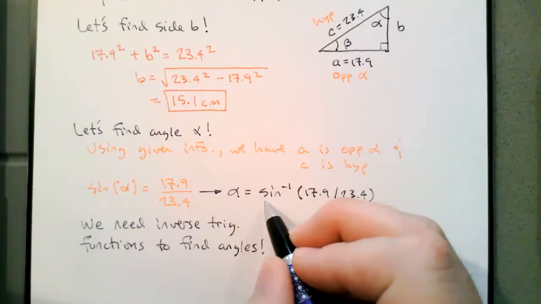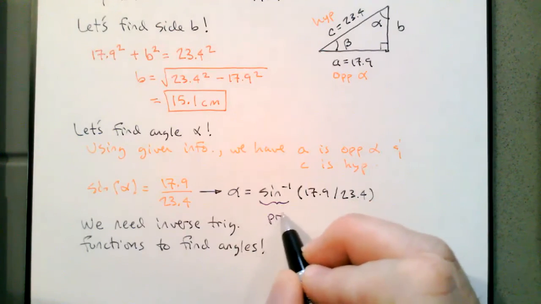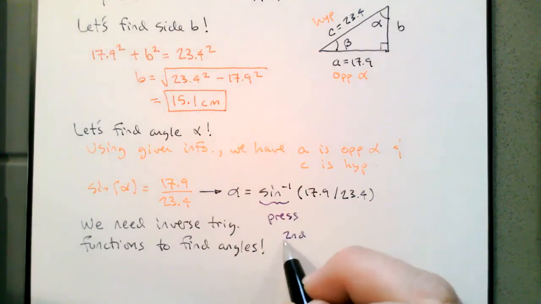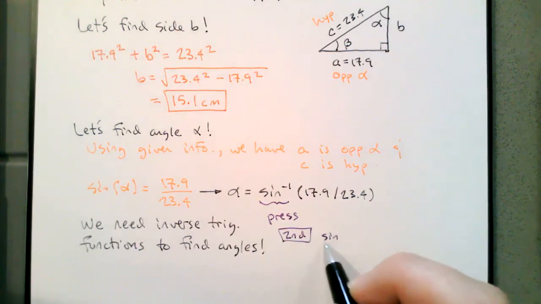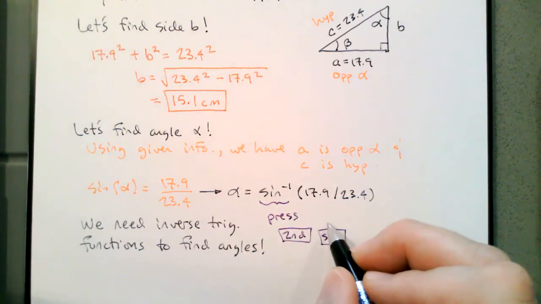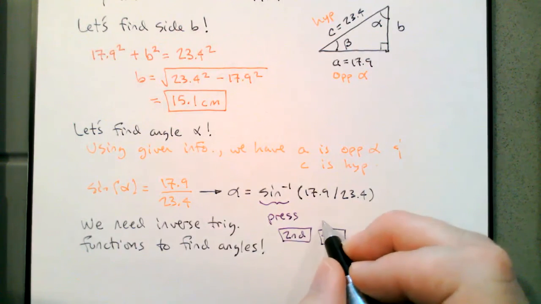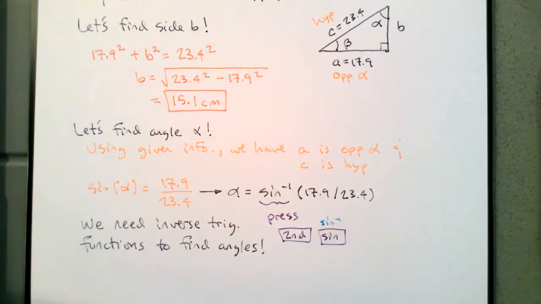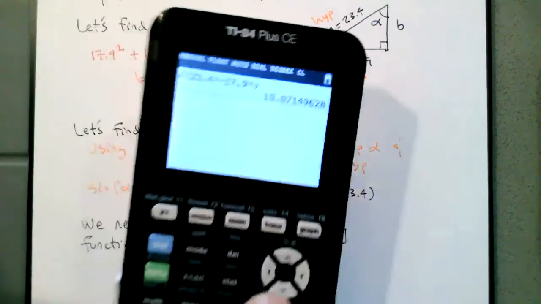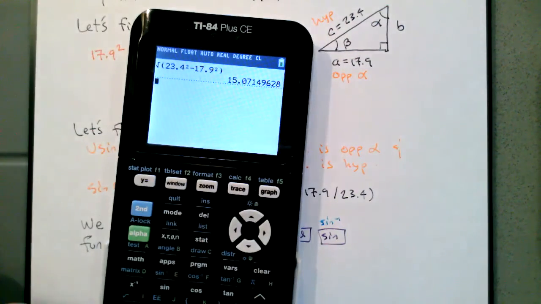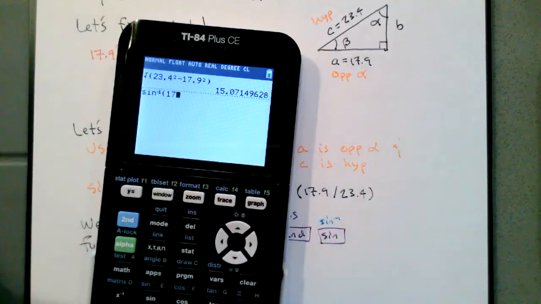So to get the sine inverse function, we press the second button and then the sine key to get what's printed in blue above it, sine inverse. So on our calculating machine, I'll press second and then sine to bring sine inverse. And then I'm going to do 17.9 divided by 23.4, and then close parentheses and hit enter. So it looks like alpha is 49.9 degrees.